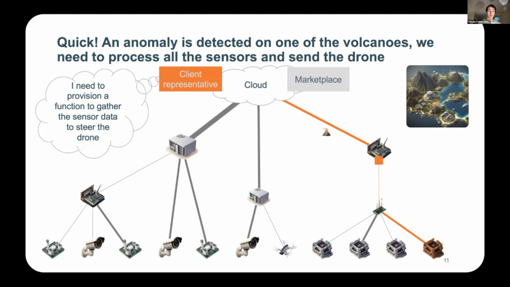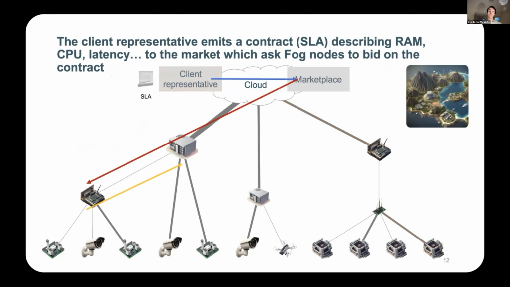So in order to do this, the client representative will issue something that we call the SLA, which is the service level agreement. This is a simple contract in which we describe the RAM, CPU, and latency requirements of a function. Then this contract is sent through the marketplace to the ideal fog node, where it's propagated until the latency constraint breaks, and it's propagated to other neighboring fog nodes.